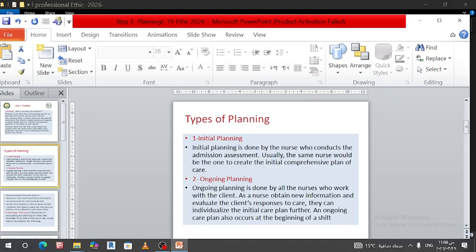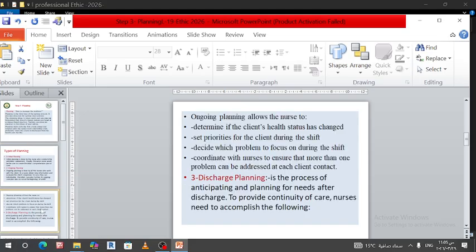Ongoing planning is done by all the nurses who work with the client. You put the ongoing planning. Nurses obtain new information, evaluate the client's response to care, and individualize the care. The care plan is also updated at the beginning of the shift.